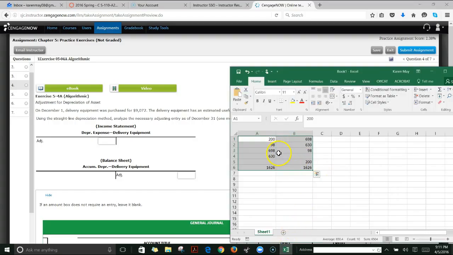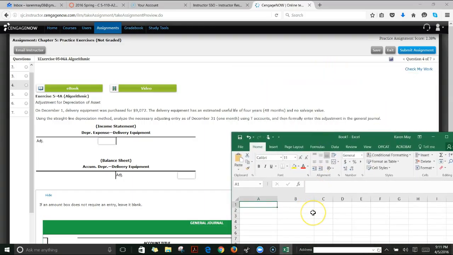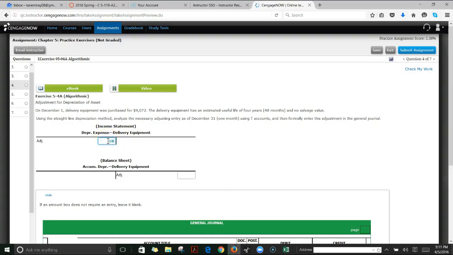So normally, what you do for calculating that is take the 9,072 and the useful life in months. You would subtract the salvage value from the 9,072, but since there's none, it makes it a little easier. So it's equals 9,072 divided by the 48 months. That would give you $189 for each month. Since they bought it on December 1st, they had it 1 month, so we would depreciate it $189.